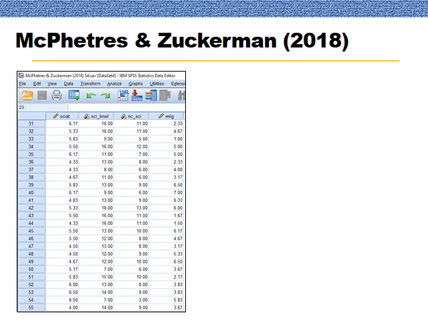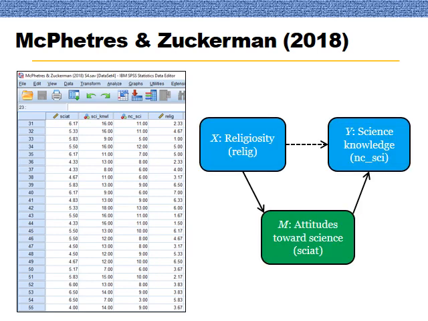Here's the data from this study in the data file McFatras and Zuckerman 2018. The three variables we're working with are our X variable, religiosity, which is called relig. Higher scores mean higher degrees of religiosity. Our Y variable is science knowledge. In other words, the participants in this study took a test to see how knowledgeable about various scientific concepts they were. That variable in our data file is called NC_psi.